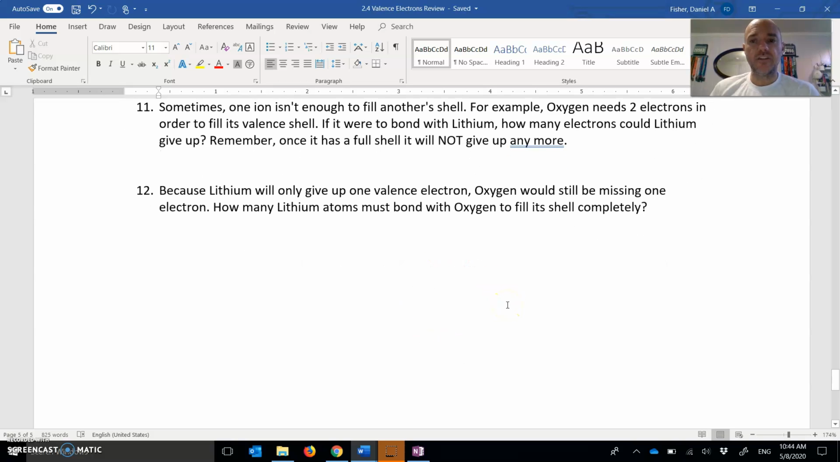And then final thing, it doesn't just have to be a one-to-one atom thing. Oxygen needs 2 electrons in order to fill its valence shell. It can form a bond with lithium, an ionic bond with lithium. Lithium only gives up 1 electron, right? So I want you to think about how many lithiums you would need to match up with 1 oxygen. And if you draw kind of the Bohr models, that's a really useful way to do this.